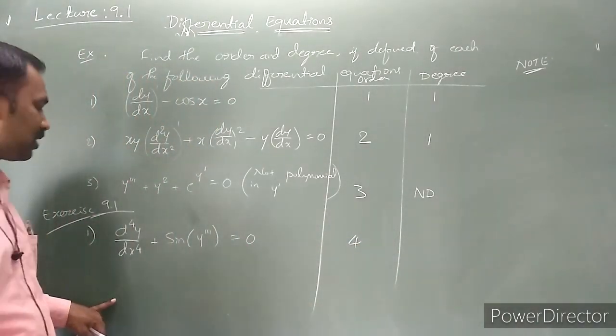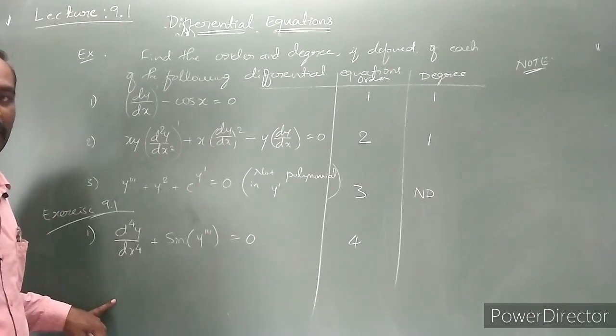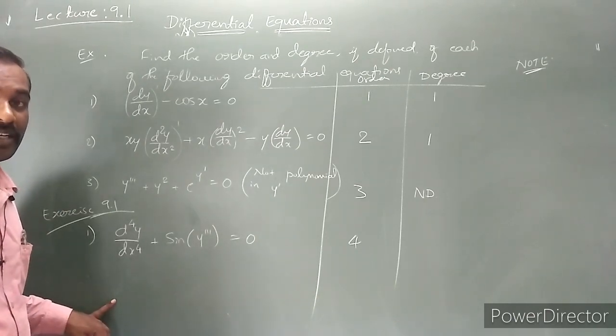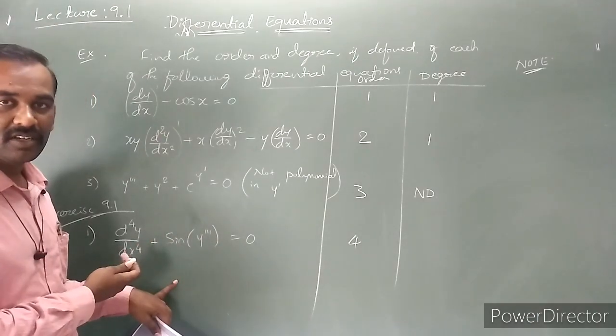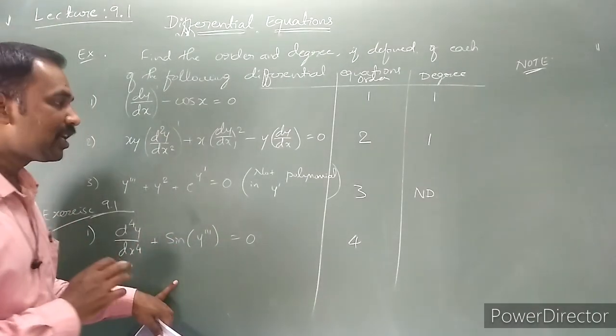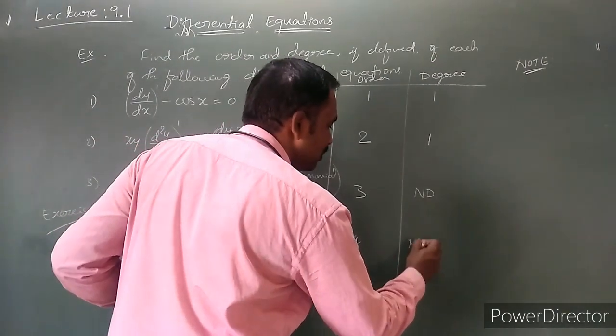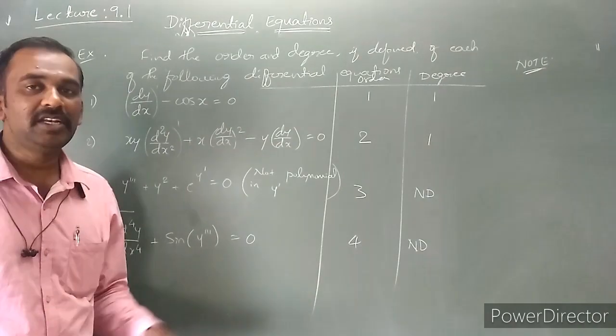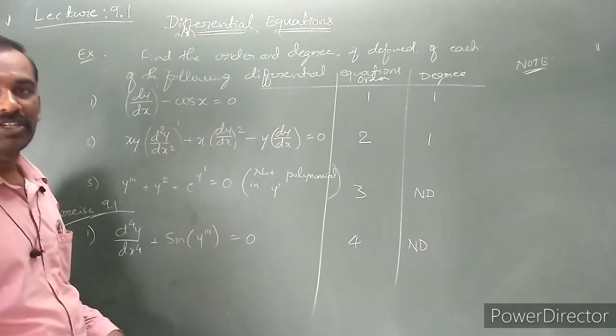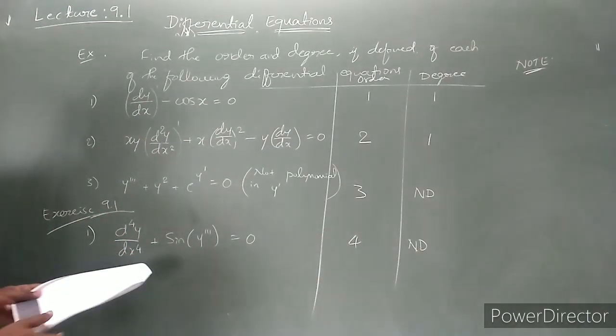4 times they are differentiated. What is the degree? Is degree defined or not defined? Degree is not defined because sine of the third order derivative is there. Why is the degree not defined? It is not a polynomial in derivatives, so the degree is not defined. Next one.